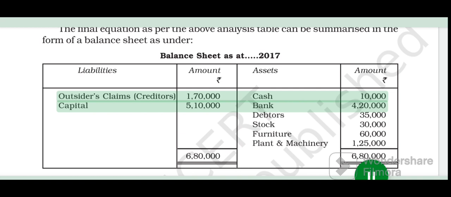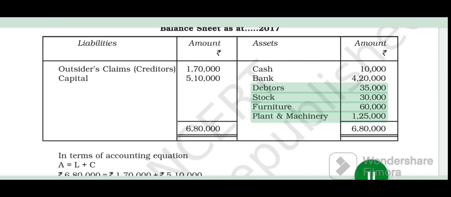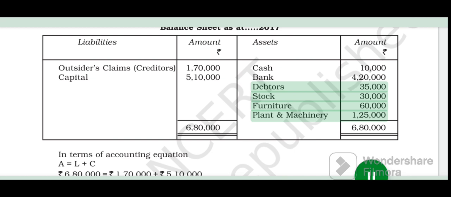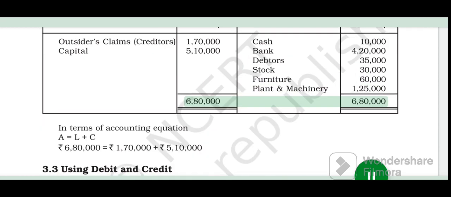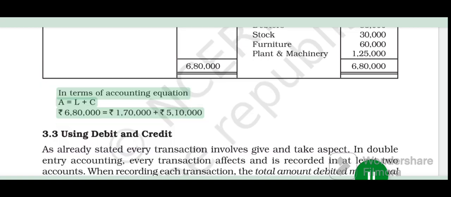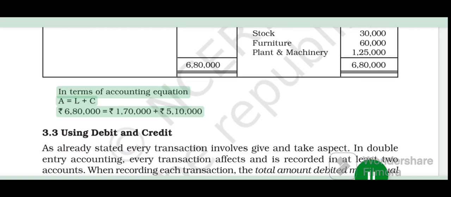Outsiders' claims: creditors $170,000, capital $510,000, total $680,000. Assets: cash $10,000, bank $420,000, debtors $35,000, stock $30,000, furniture $60,000, plant and machinery $125,000, total $680,000. In terms of the accounting equation, A equals L plus C: $680,000 equals $170,000 plus $510,000.